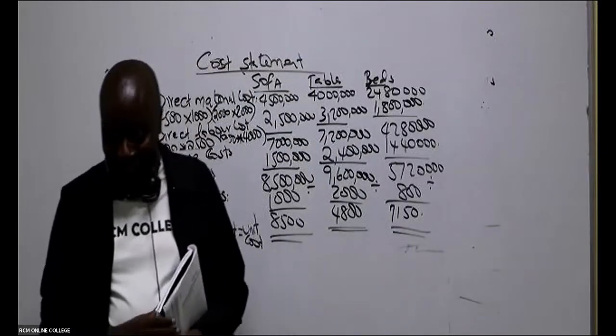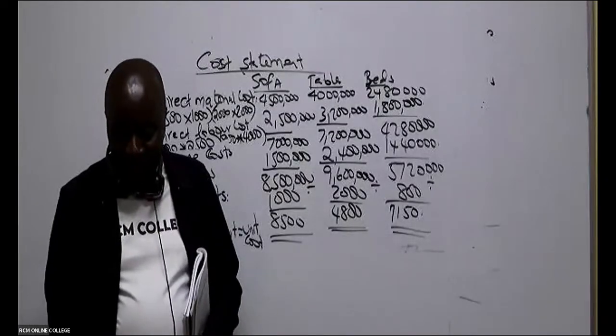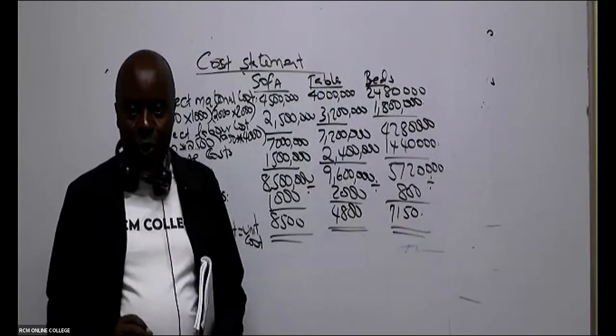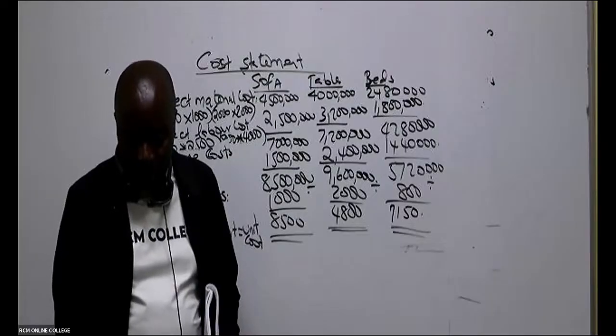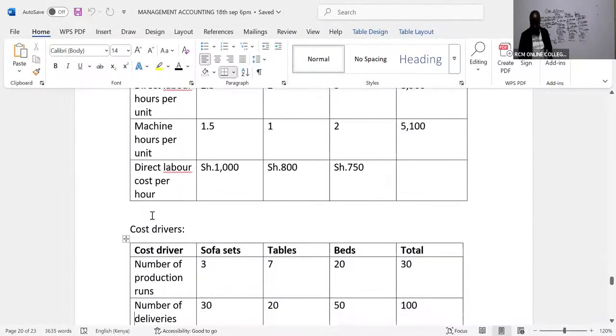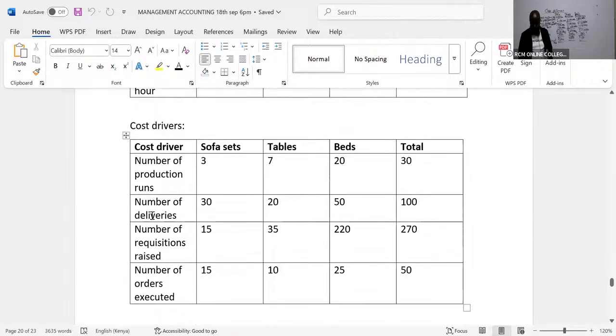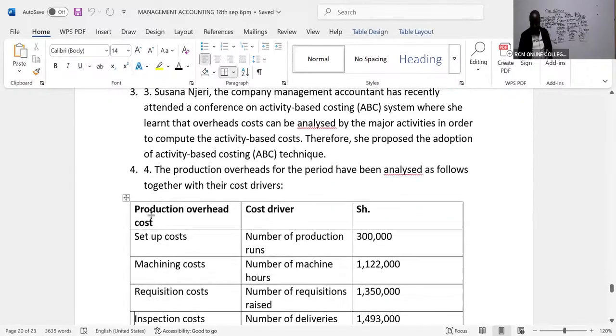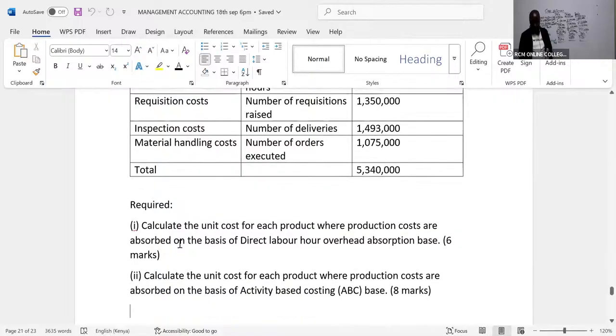We shall overcome. And then number 2 of these, they want us to take you through what we call activity-based costing. Number 2, the second part of this. You can see number 2: calculate the unit cost for each product where production costs are absorbed on the basis of activity-based costing, ABC.